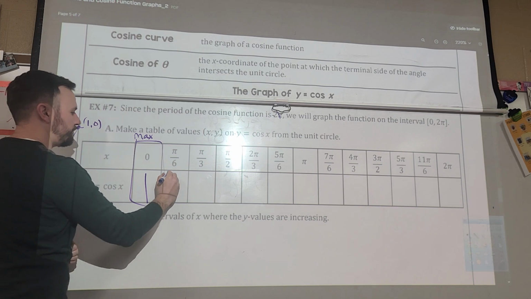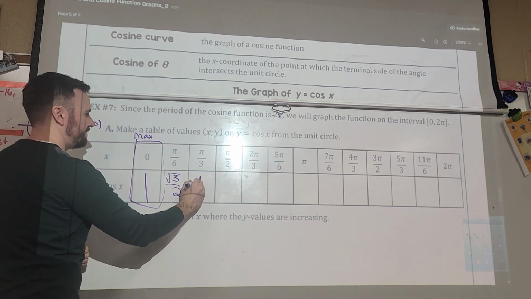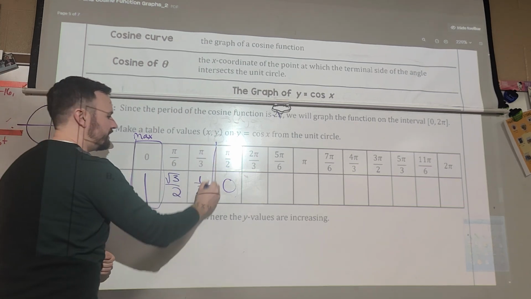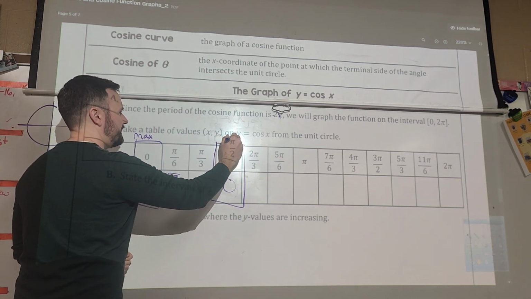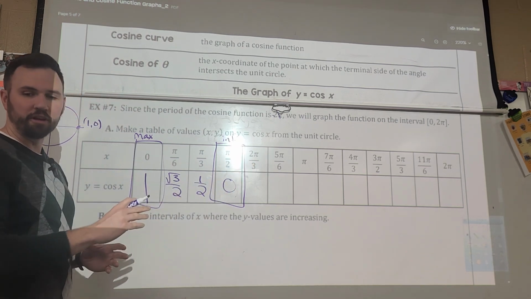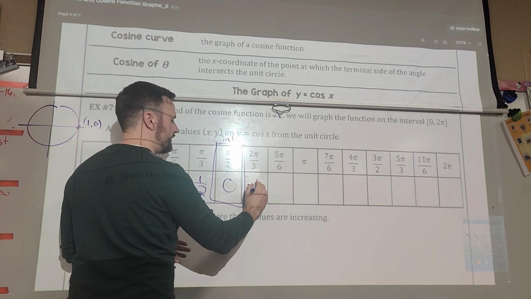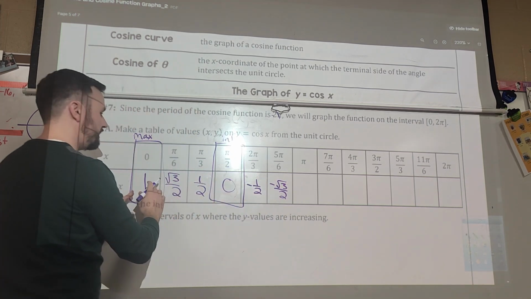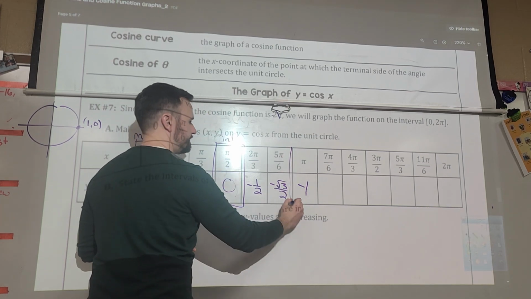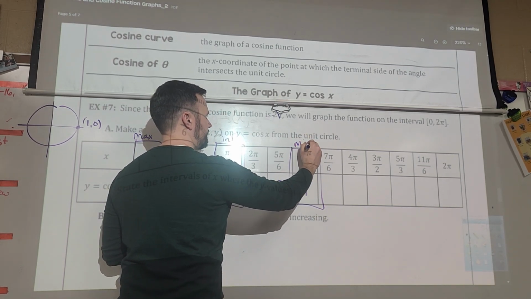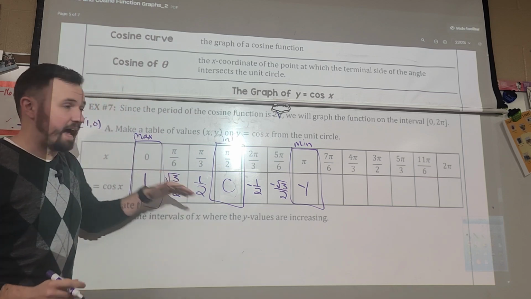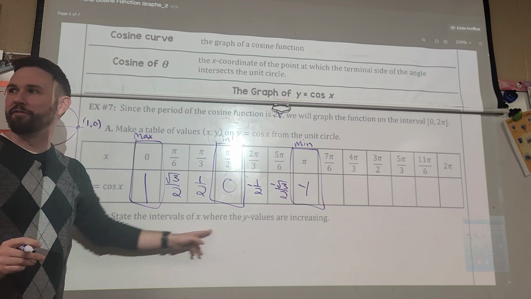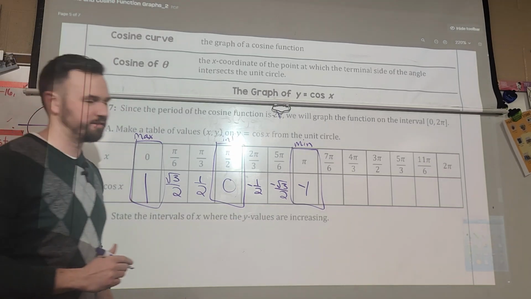Pi over 6 is root 3 over 2. Where am I getting these values from? Unit circle, right? Now what is this thing right here? That is an intercept. And then remember, we're going to hit 0. Then we're going to keep going down to -1/2, negative root 3 over 2. At pi, we are at -1, which is a min. So we went down, and then we're going to go back up, right? It's going to look like this, just reversed. Reverse, reverse.